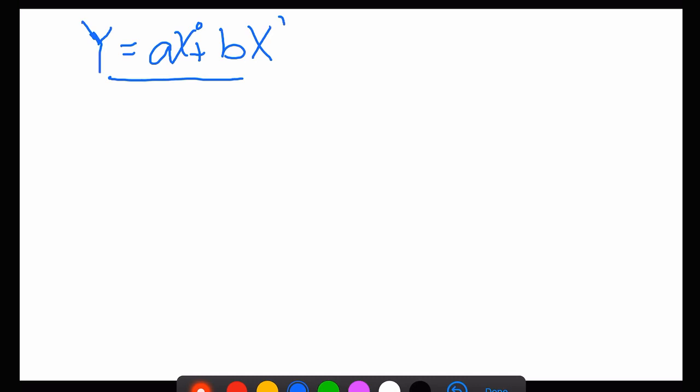So this is 1x. What happens if there's lots and lots of x's? I have to write out, I don't want to do that. So I've got lots of x's, x to the n, right? Whatever I've got, here I go. So I'm going to write something that looks like this.